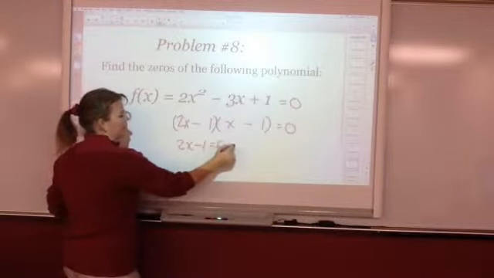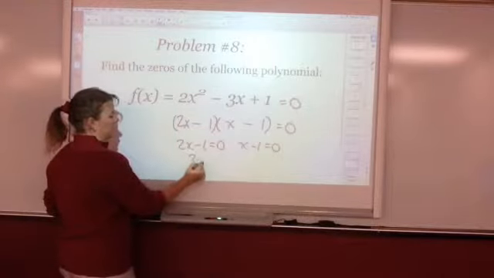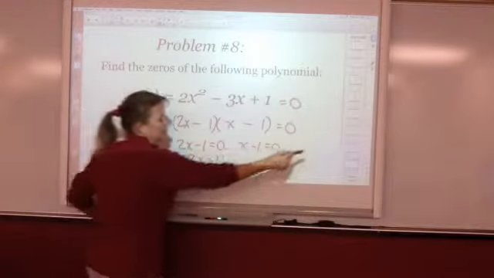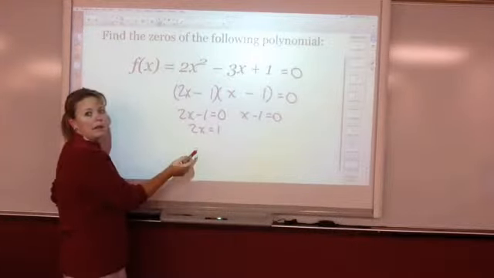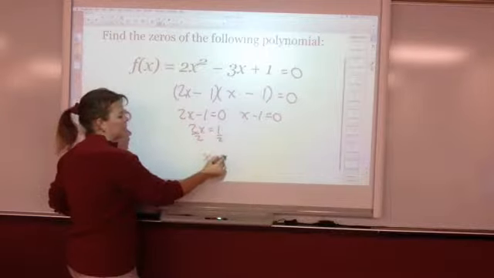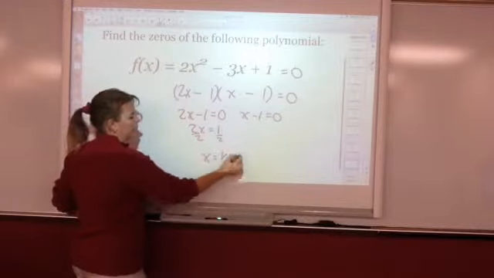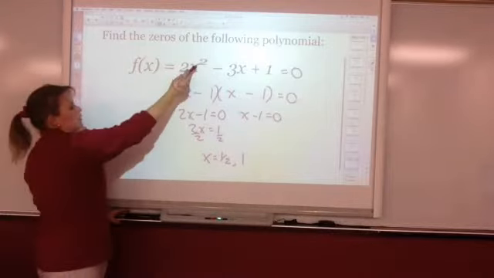Set each factor equal to 0 and solve. This one you'll add 1 to both sides. Be careful on your division. Way too many common mistakes on the division here. You'll say x equals 2, when in reality x equals 1/2, and over here x equals 1. Again, 2 zeros.